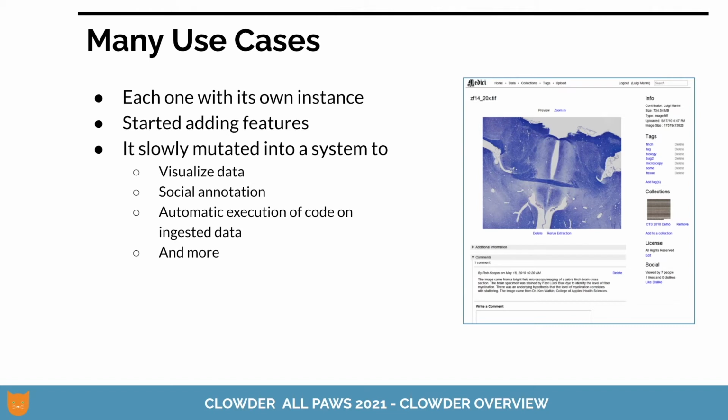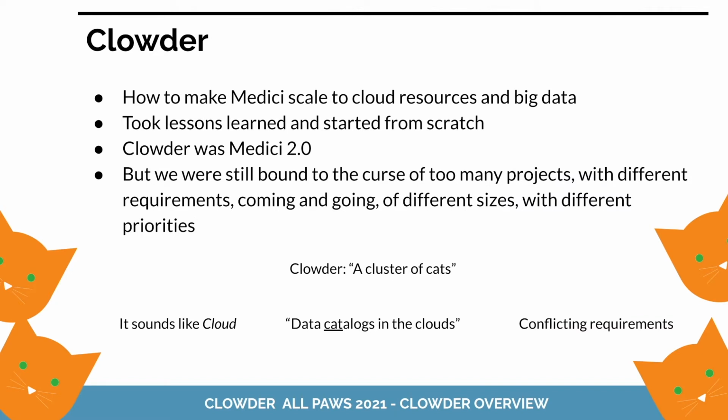As we were developing Medici, we started applying it to a variety of use cases, from digital humanities to hard sciences. We incrementally started adding features, and the system slowly became something more. We started visualizing data in the browser, adding social annotation capabilities, automatic execution of code on data ingestion, and more. At some point, we realized that the system was doing more than just storing data and metadata. The way it was originally architected did not make it easy to scale to big data and cloud resources, which, at the time, were both becoming increasingly more common.